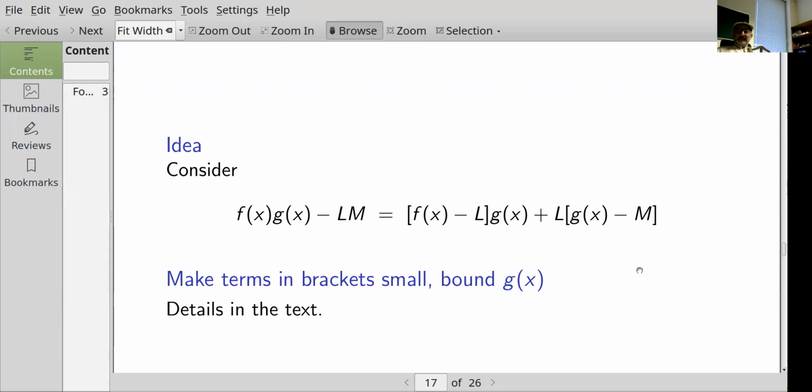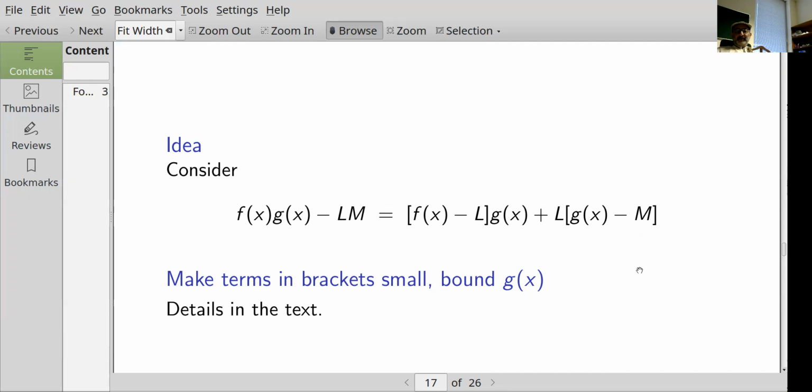Okay. I can let delta equal the minimum of delta f and delta g, and so when x is within delta of x naught, then the absolute value of f of x minus L can be made less than something, and the absolute value of g of x minus m can be made less than something. So what I would do is subtract off from the term on the left an L g, and I can add an L g.